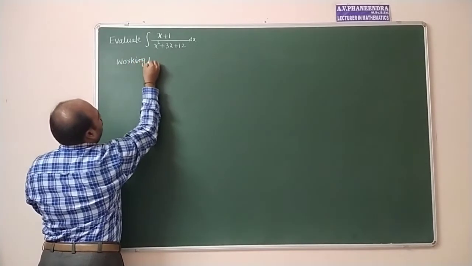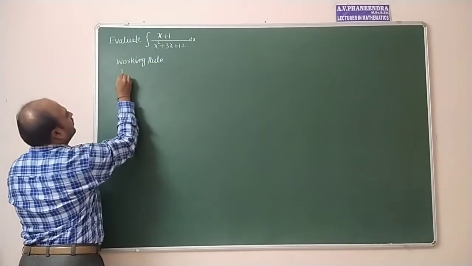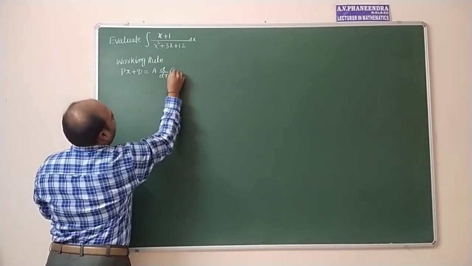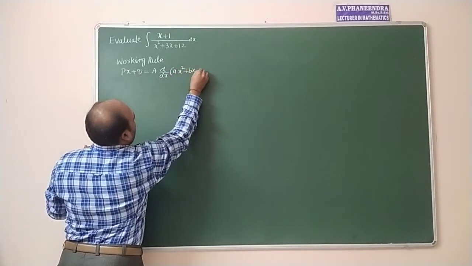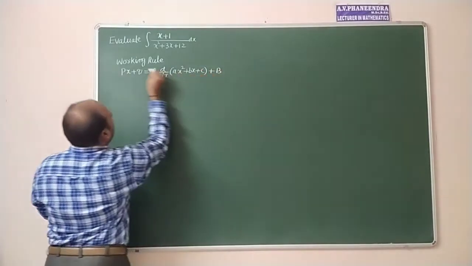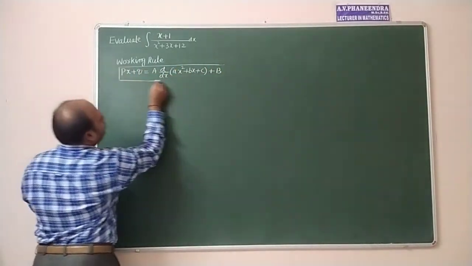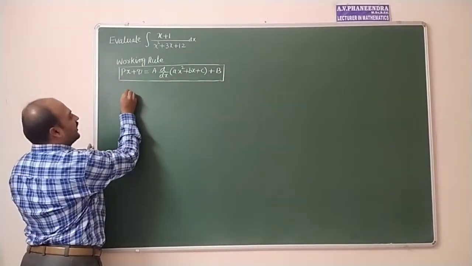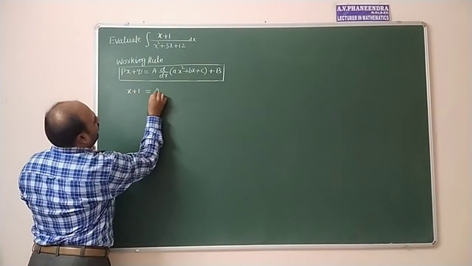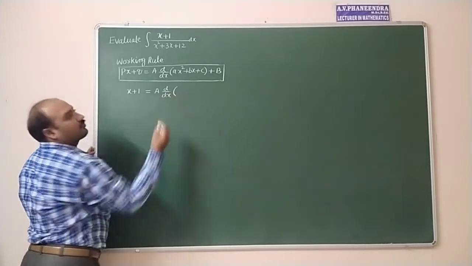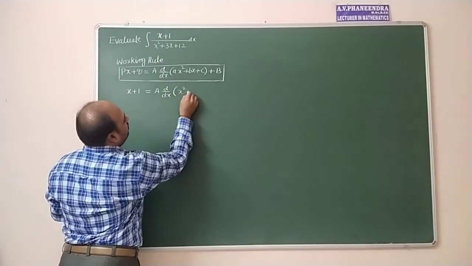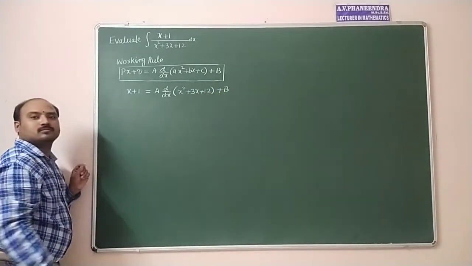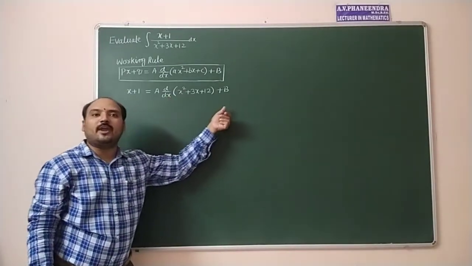The working rule: px plus q equal to capital A into d by dx of ax square plus bx plus c, plus capital B. Now, in place of px plus q, what value is there? x plus 1 is equal to capital A into d by dx of x square plus 3x plus 12, plus B. After that, we are going to get the values of A and B.